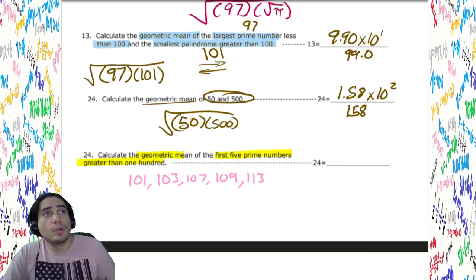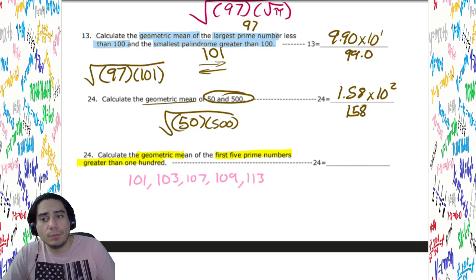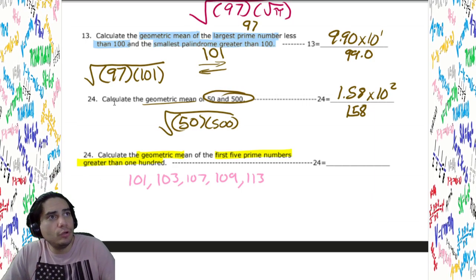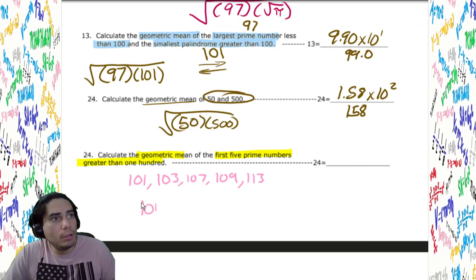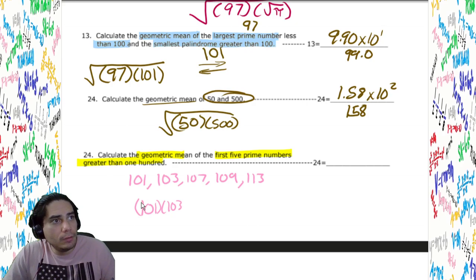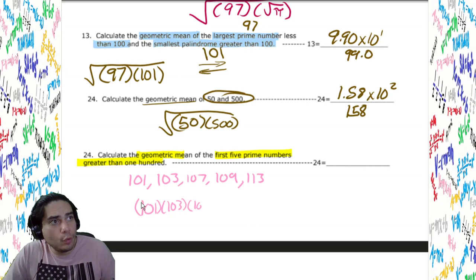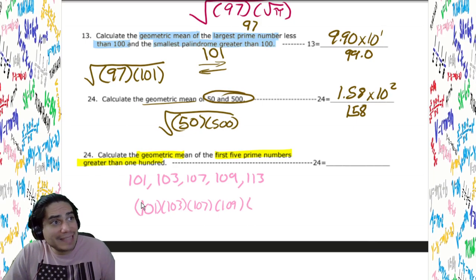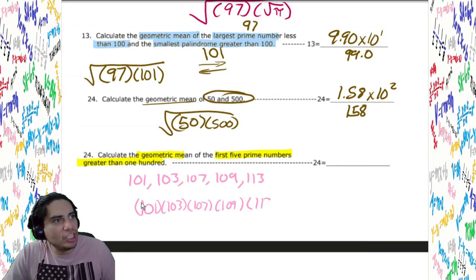So now we're going to go ahead and set this bad boy up. So how do we set this up? We're going to do 101 times 103 times 107 times 109 times 113.